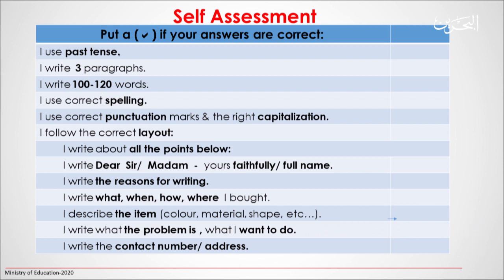I wrote the reasons for writing. I wrote what, when, how, and where I bought. I described the item: color, material, shape, etc. I wrote what the problem is and what I want to be done. I wrote the contact number and address. After you finish this, you can assess yourself to see if your complaint letter is complete or not.